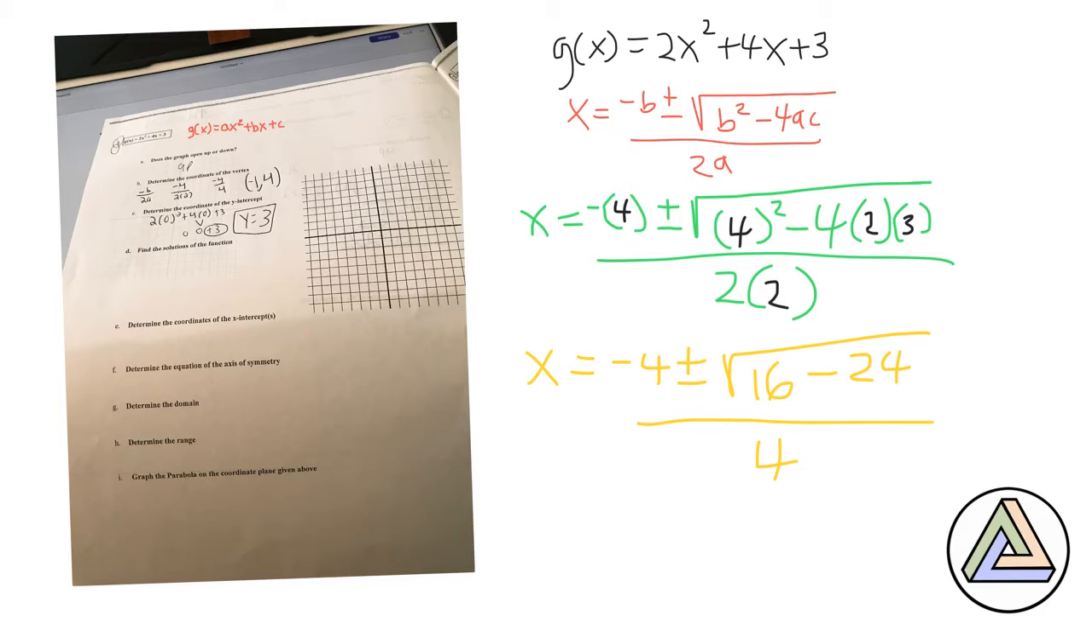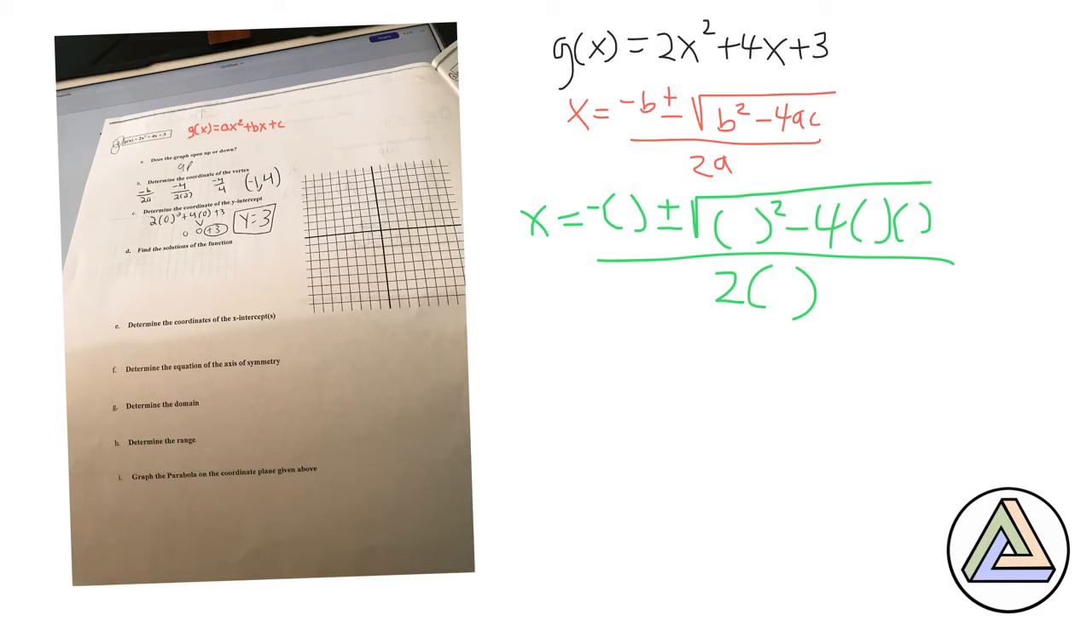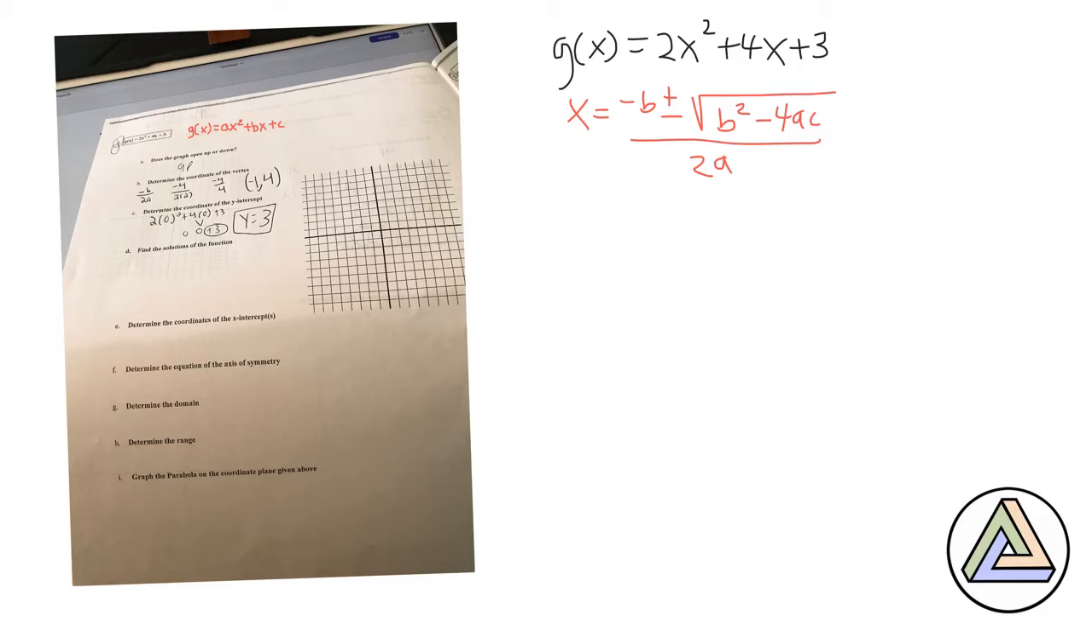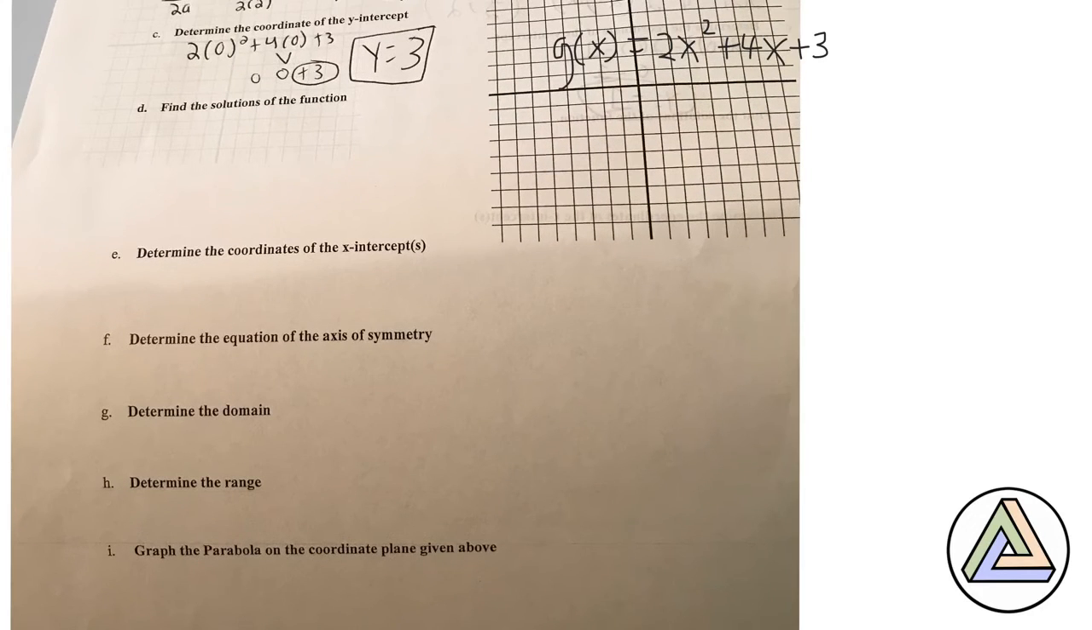What did we do? We just broke out the quadratic formula. Had we gotten real solutions, we would have had two real solutions. It would have been negative 4 plus blah, blah, blah, and it would have been negative 4 minus whatever this is, all over 4. But we don't have real solutions, so we can save ourselves the additional work of going through all that.